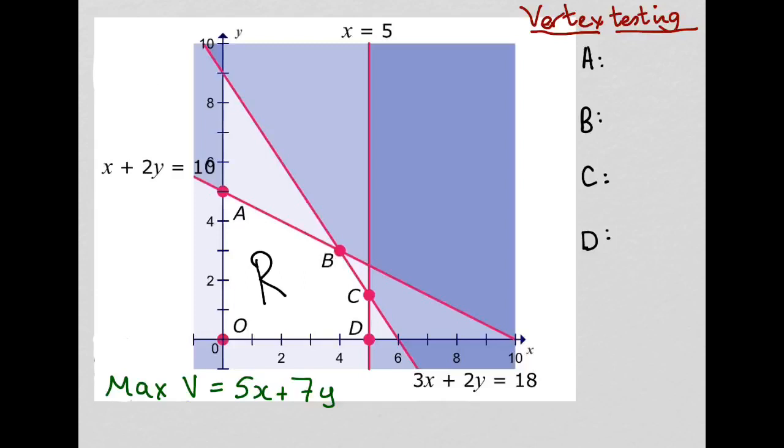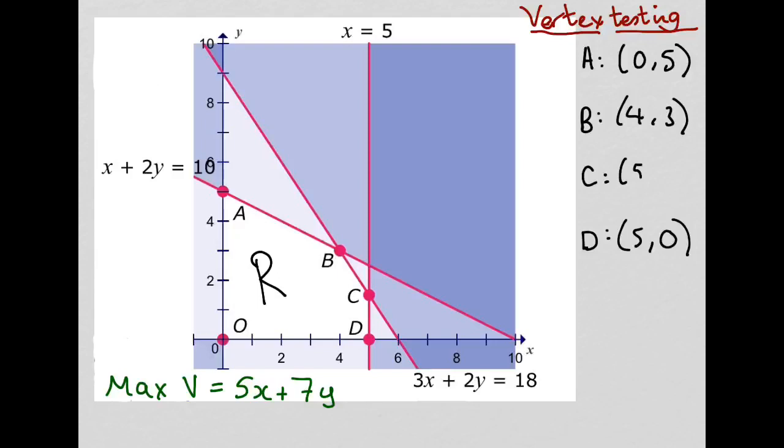A is quite clear to read off from the graph. It is the point 0, 5. Point D is quite clear. That's 5, 0. And I think you'll agree B is 4, 3. C's not as obvious, and we have to really be careful here. We can't just assume. It's definitely 5, and that looks like 1.5. But like I said, we can't just assume it's 1.5.